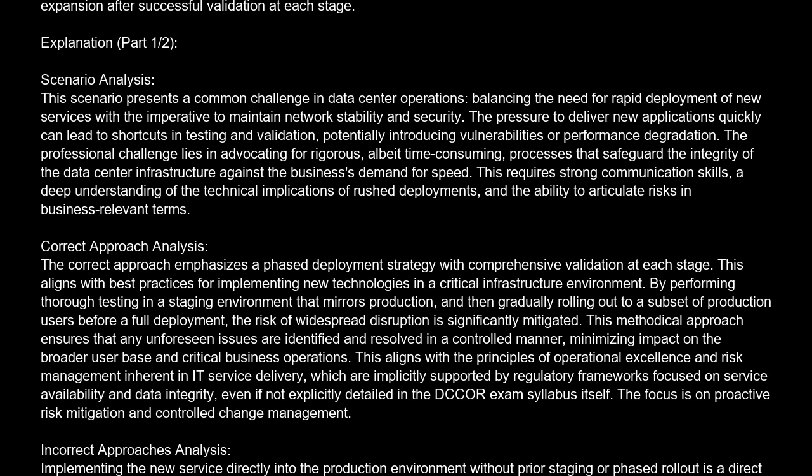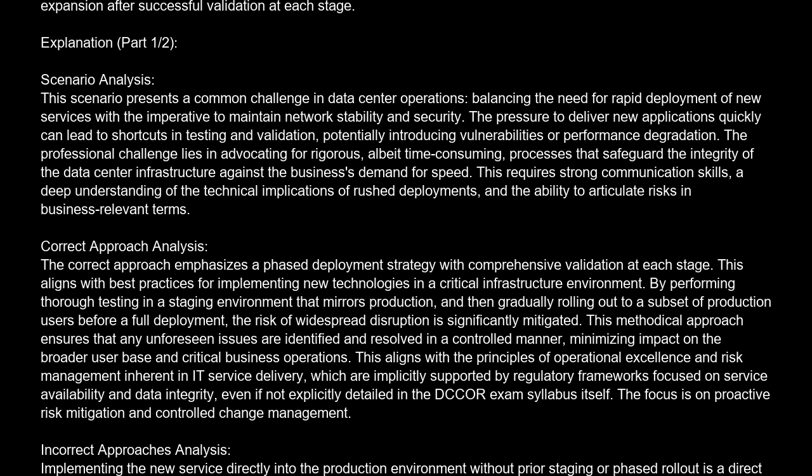Correct answer is D. Proceed with a phased deployment, starting with a pilot group of users in a production segment, followed by incremental expansion after successful validation at each stage. Explanation. Scenario analysis. This scenario presents a common challenge in data center operations, balancing the need for rapid deployment of new services with the imperative to maintain network stability and security.